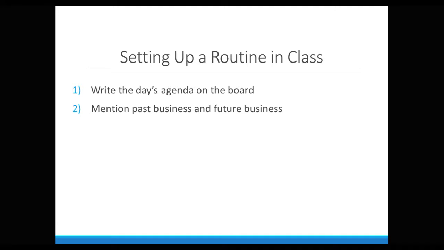The second way to set up routines is first to mention what you're doing today, and then to mention past business and future business and write those on the board. This includes any items from the previous class that needed to be dealt with, followed by anything coming up soon that students need to start thinking about. This usually takes no more than 1 to 2 minutes. And one of the most common habits of successful students is that they look ahead, work ahead, and start early on future assignments. You probably did this as a student yourself because you're a teacher now. You like school. So this helps to get them into that rhythm.